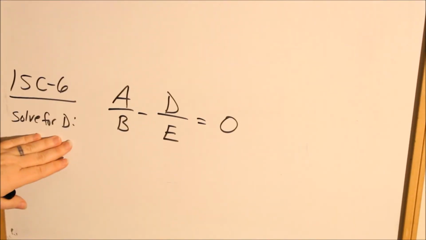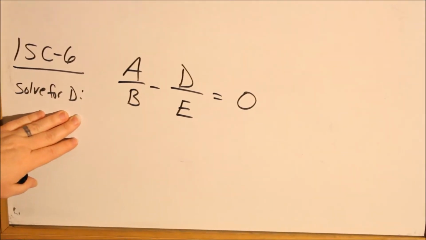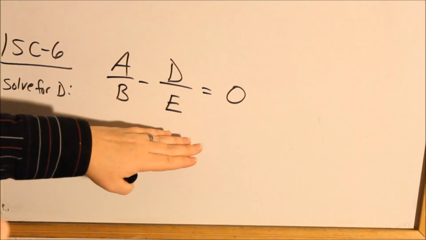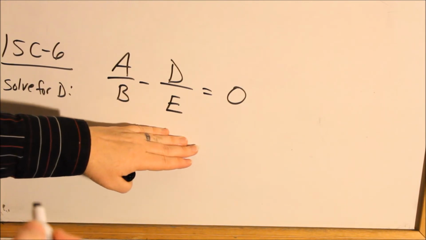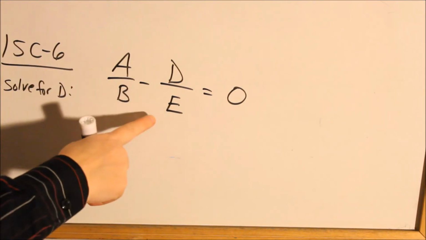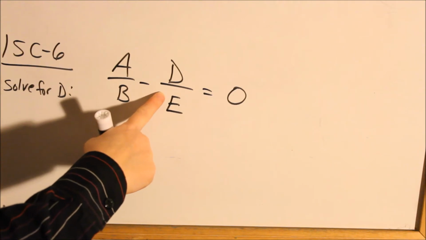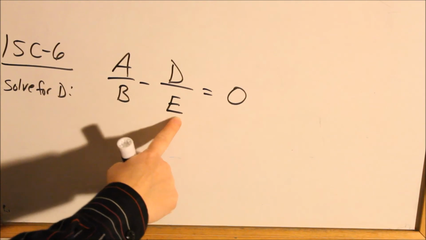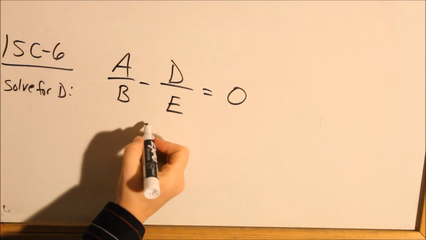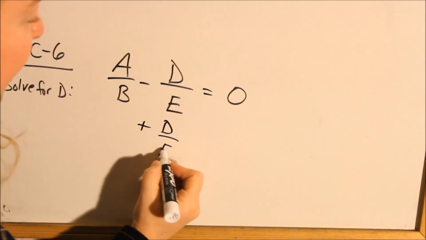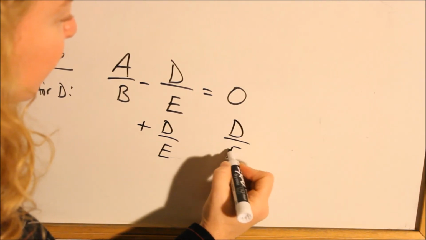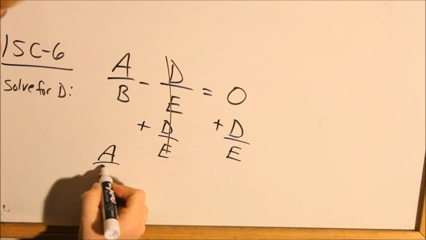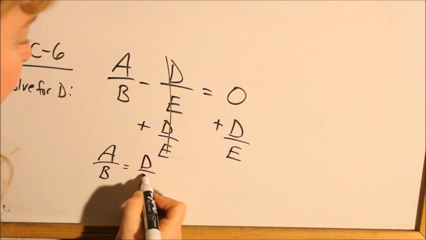Alright, let's go down here to 15.6. We are solving for D. You have a fraction subtracted by a fraction. Just keep up with what's being added or subtracted or multiplied or divided. Okay? So if I'm trying to get everything else on the other side except for D, I'm going to move this fraction to the other side. Okay? So I have to add D over E to both sides. Okay, so over here it goes away. So I have A over B equals D over E.